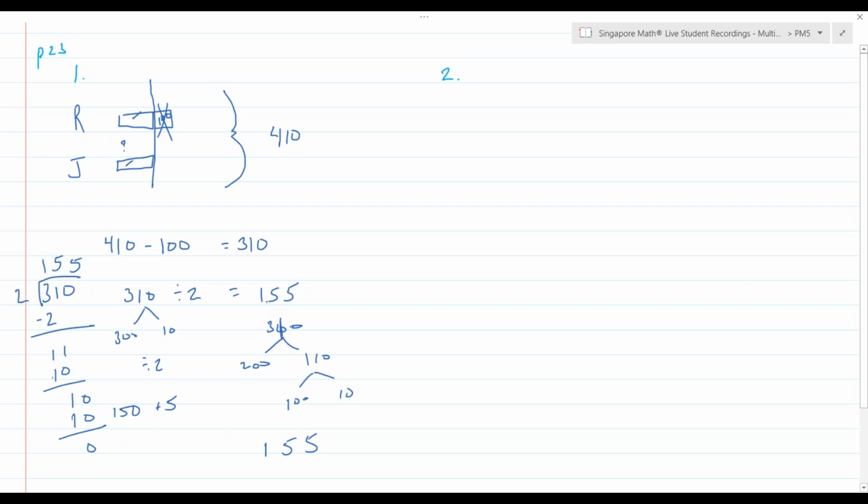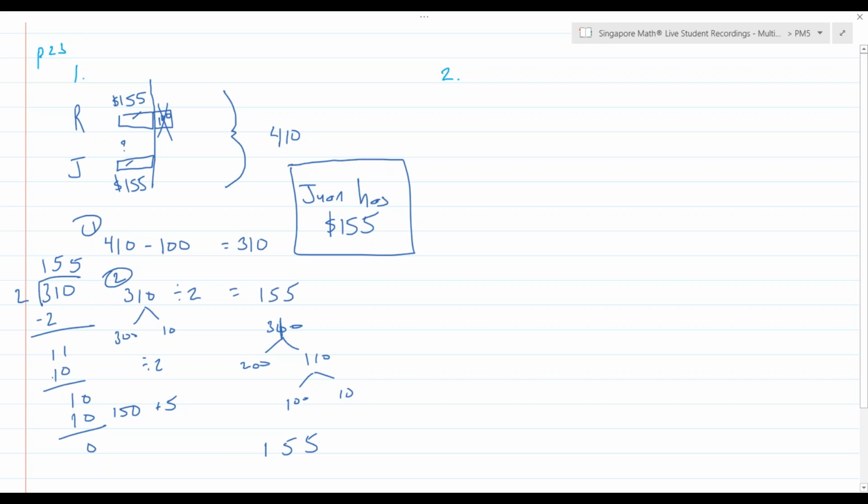What we end up with is $155 is what is in each of the two equal parts. So this is 155 and this is 155. We've done all the math. We've written the math sentences. This was our first math sentence. This was our second math sentence. We want to state the answer. Juan has $155.